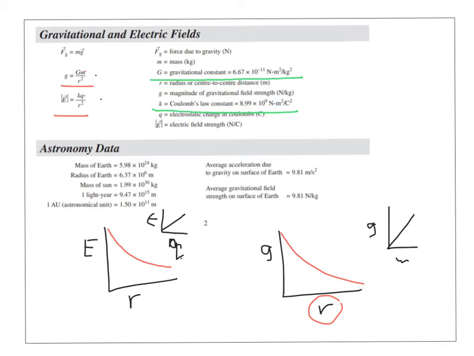K again, it's in units of newton meters squared per coulomb squared; go to your formula sheet, it's on there. So the mass of the Earth is 5.98 times 10 to the 24.